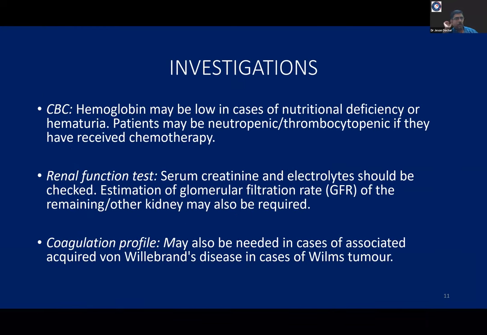Again, after taking the history and examining the patient, spine, IV access, airway, all of that, the investigations that we usually ask for: we ask for CBC, obviously, because hemoglobin could be low in view of nutritional deficiency or persistent hematuria. Because of repeated chemotherapy, the patient could be neutropenic, and may have thrombocytopenia if they have received chemotherapy. So it's necessary that these patients have normal counts and normal hemoglobin. You can advise nutritional buildup preoperatively by giving them hematinics and things like that.